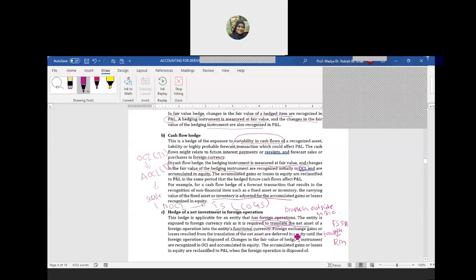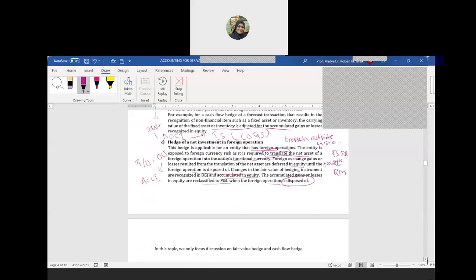Okay. So foreign exchange gain or loss resulting from the translation of the net assets are deferred in equity until the foreign operation is closed. Changes in the fair value of the hedging instrument are recognized in other comprehensive income and also accumulated in equity. The accumulated gain or loss is reclassified to P&L when the foreign operation is disposed of. So, the same as a cash flow hedge, the gain or loss here will be transferred to other comprehensive income and then after that transferred to accumulated other comprehensive income. Same as the one that you have for the cash flow hedging.